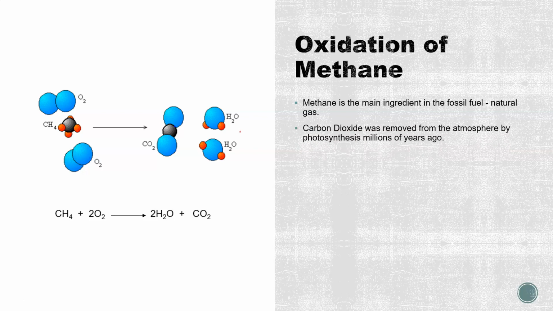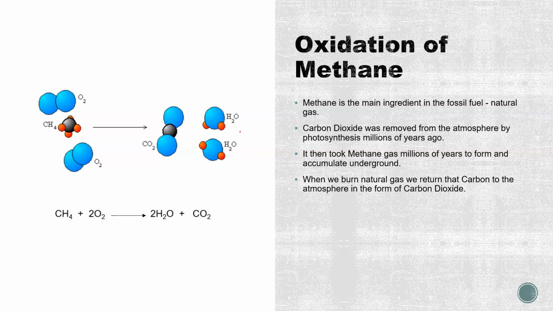Carbon dioxide was removed from the atmosphere by photosynthesis millions of years ago. It then took methane gas millions of years to form and accumulate underground. When we burn natural gas, we return the carbon to the atmosphere in the form of carbon dioxide. So by burning, carbon is there in natural gas as a sink, but when we burn that methane, we then release the carbon dioxide into the atmosphere. And you can see the reaction here. You've got methane and oxygen, and the products from that combustion are water and carbon dioxide.